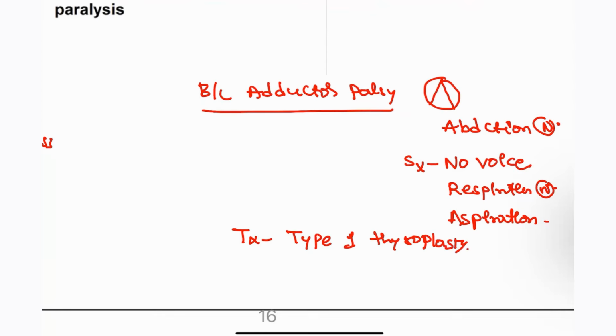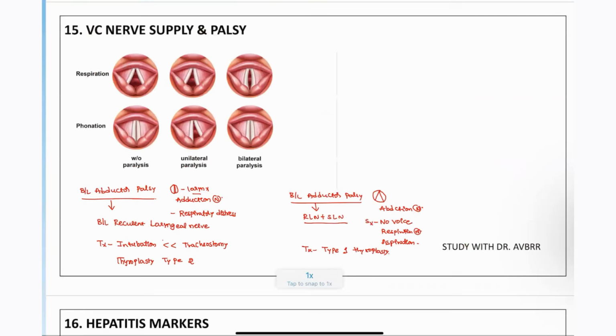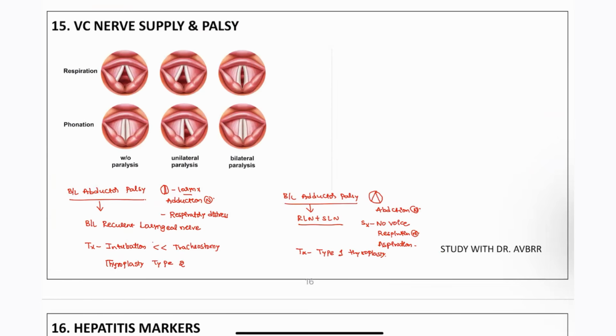Okay. Next, what is the nerve that is involved here, guys? Both nerves are going to be involved here: the recurrent laryngeal nerve and also the superior laryngeal nerve. Both nerves are involved in this patient. That is why this is known as an adductor palsy. This is the difference between the vocal cord nerve supply and the palsy.